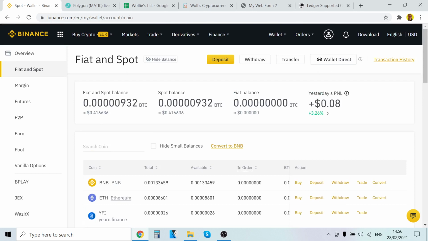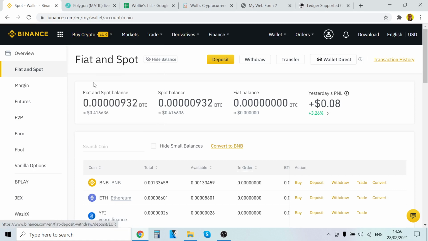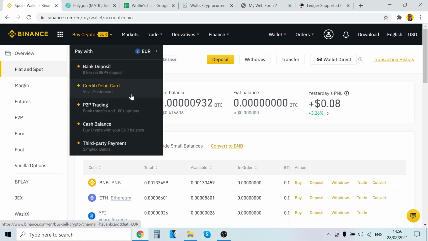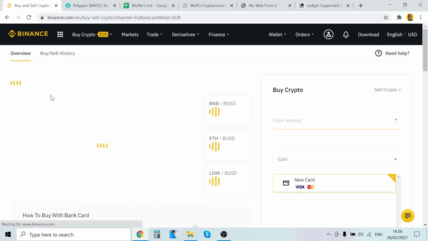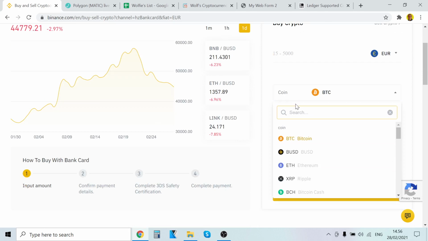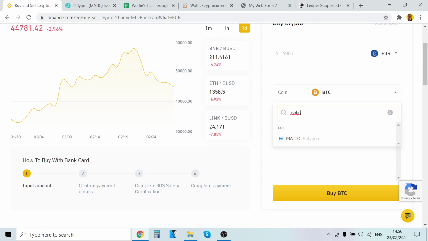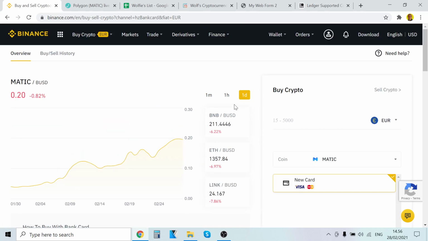Okay, so now how to actually buy Polygon MATIC. All you have to do is first go to buy crypto, and you can pay with bank deposit, credit and debit card, P2P trading, cash balance, or third-party payment. Now out of these, I have used bank deposit and credit card the most. So let's click credit and debit card. Here you can buy cryptocurrency straight up with your credit card, which is amazing. Click the coin here and type in MATIC, and boom, like you can see here, you can buy MATIC straight up with your credit card.